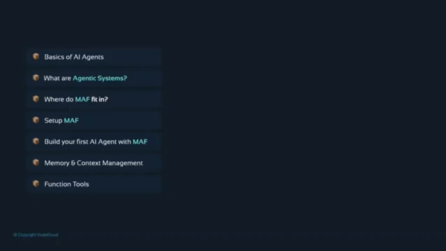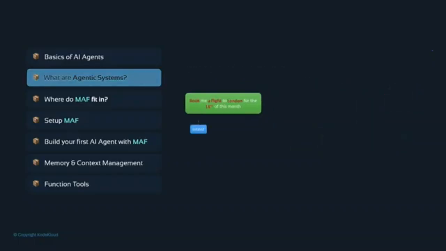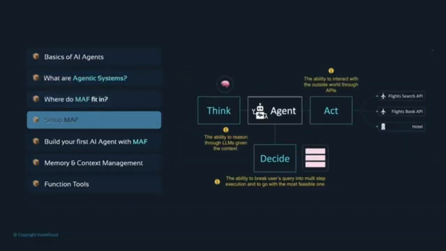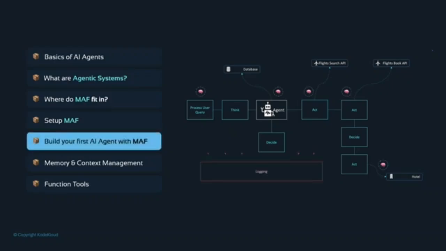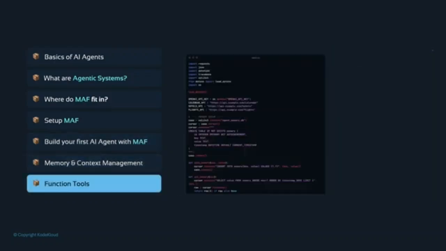We'll start with the basics of AI agents. We'll understand what agentic systems are, where frameworks like Math fit in, we'll then set up an environment with Math, then we'll build the first AI agent. We'll then move on to function tools as AI functions.